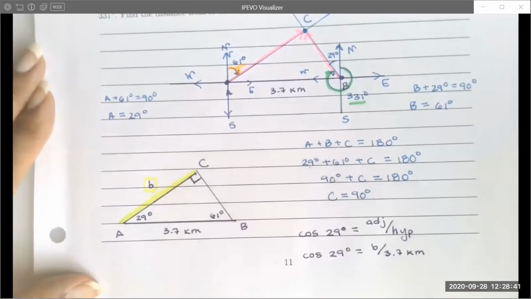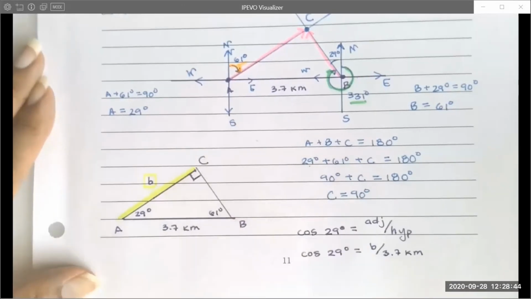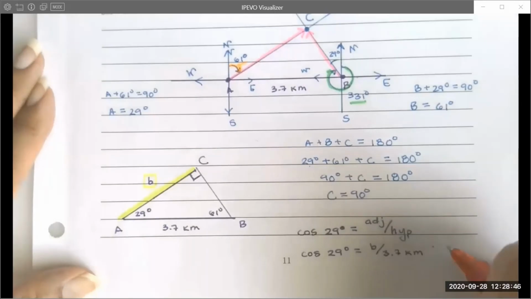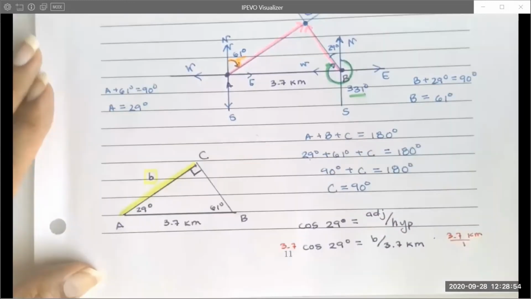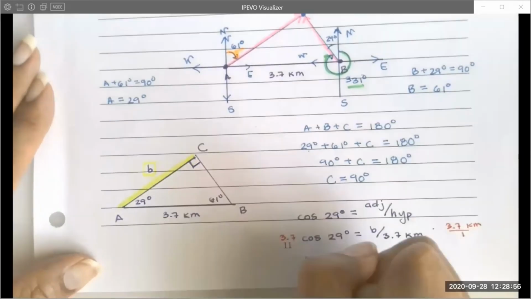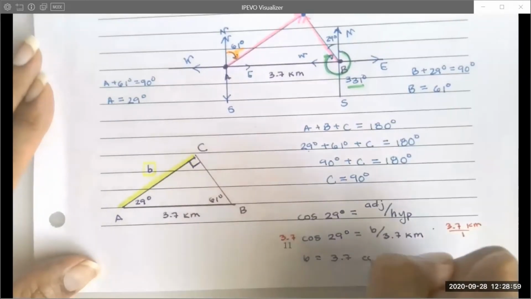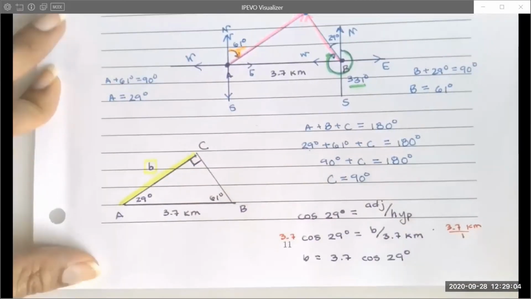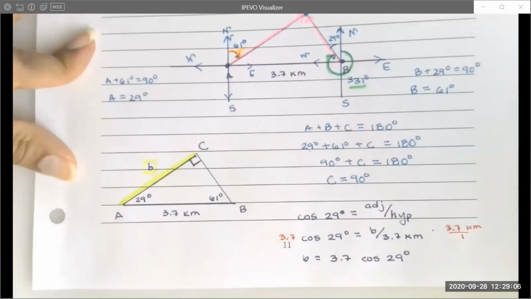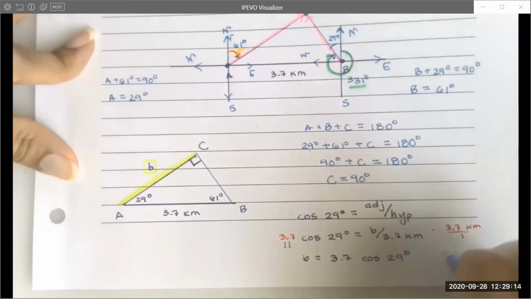If we want to solve for b, that means multiply both sides by 3.7 kilometers over 1. So that's just 3.7. We're going to get that b equals 3.7 times cosine of 29 degrees. If we punch it into our calculator, and I encourage you to do that on yours, we're going to get approximately 3.2 kilometers for b.